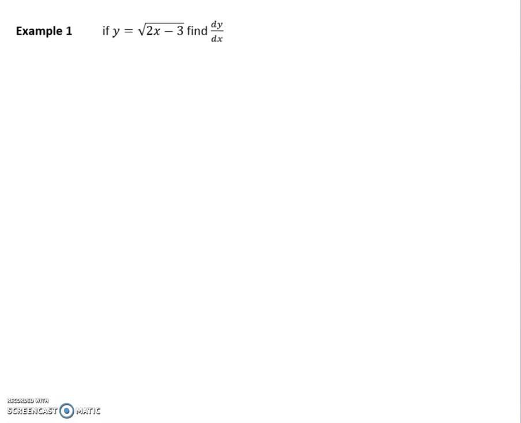Okay, so I do have a function within a function. My outer function is the square root, and my inner function is my 2x minus 3. So I have two different functions happening at once, and I want to take the derivative.